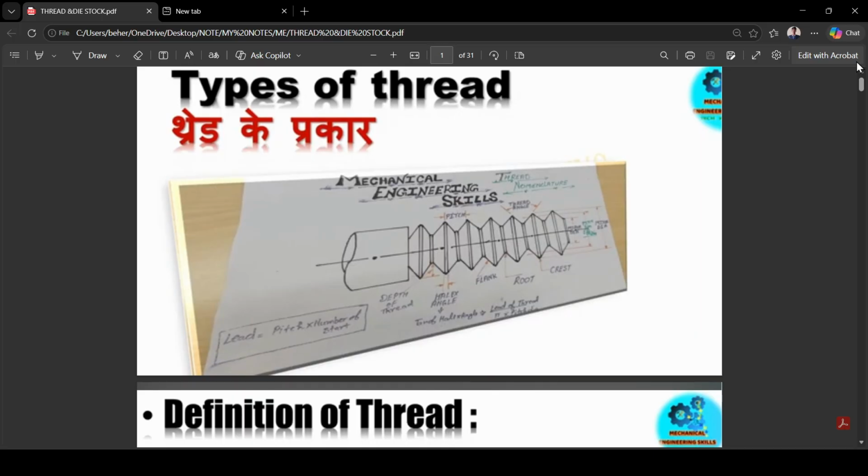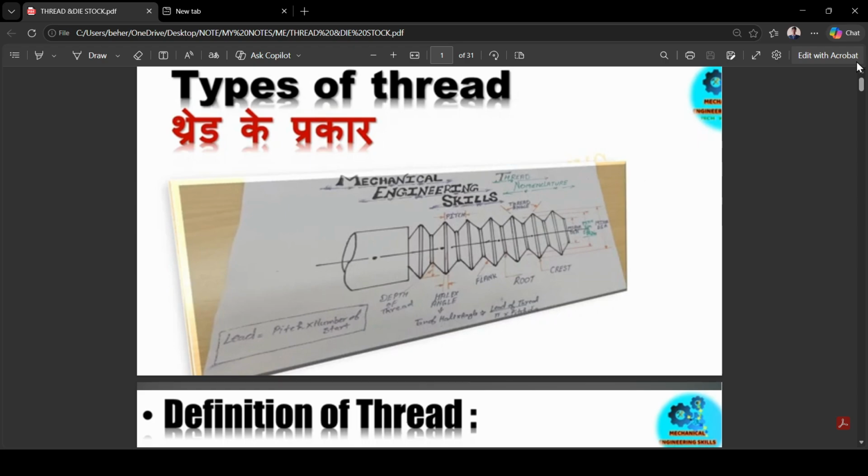So what is a thread? A thread is a helical groove formed on the outer or inner surface of a cylindrical object. Threads are mainly used for fastening, joining, and transmitting motion between machine parts. Examples of threaded components are bolt, nut, screw, and pipe fittings. Uses of threads: joining machine components, fastening nuts and bolts, power transmission in machines, easy assembly and disassembly, pipe connection, and precision movement in mechanical systems.